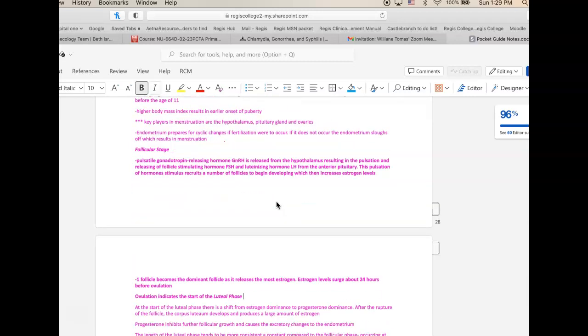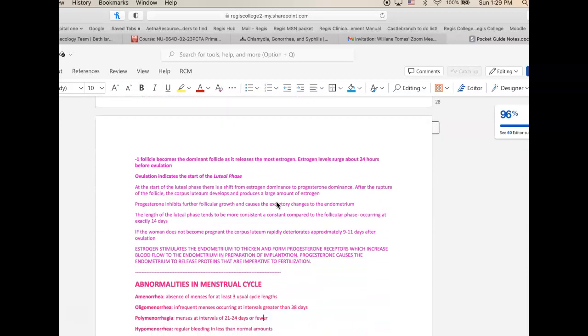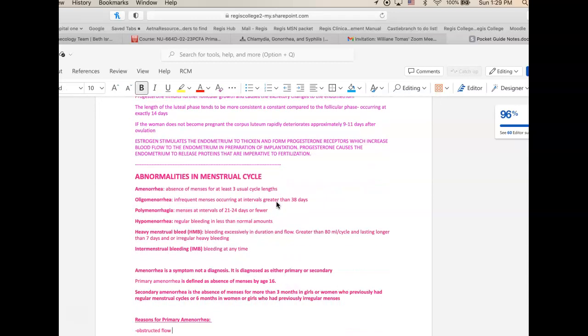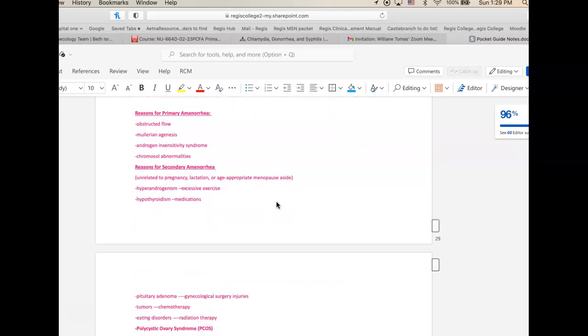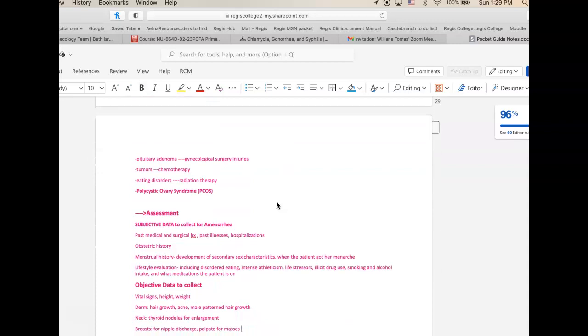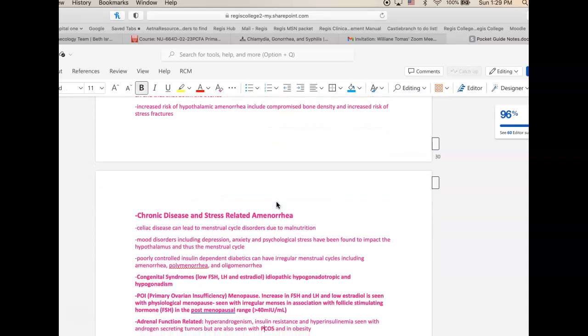And then we went through menstruation. That was week 8. I went through the stages, of which we need to be very familiar. So I broke down the stages of the cycle. And then I went through the different definitions in terms of abnormalities in the menstrual cycle, and I included all the vocabulary that is needed. And then I went through primary and secondary amenorrhea and possible causes, as well as subjective findings, objective findings, labs, and tests.